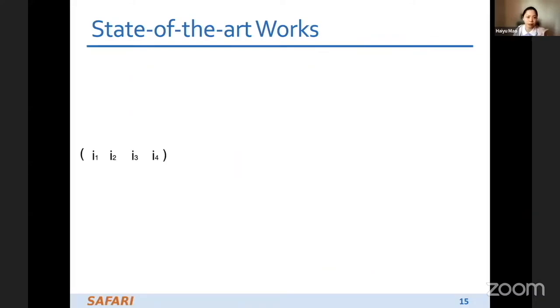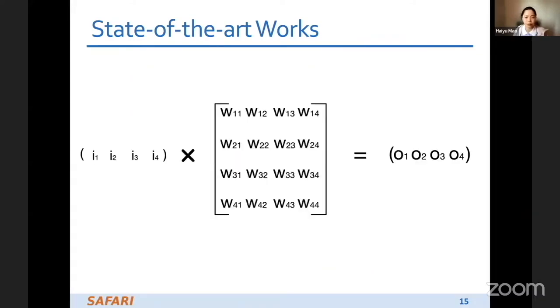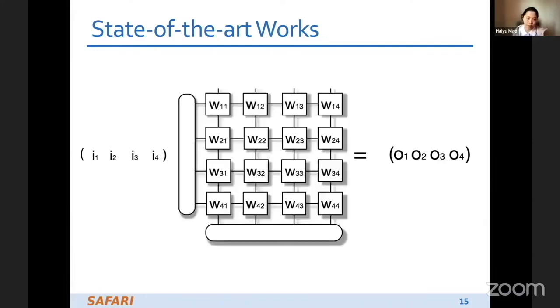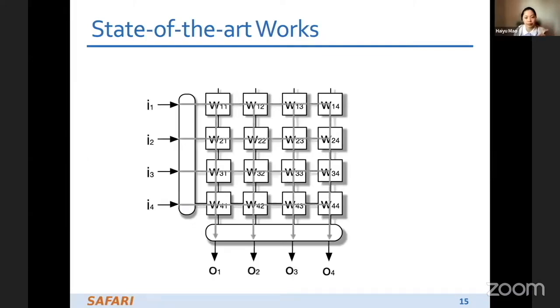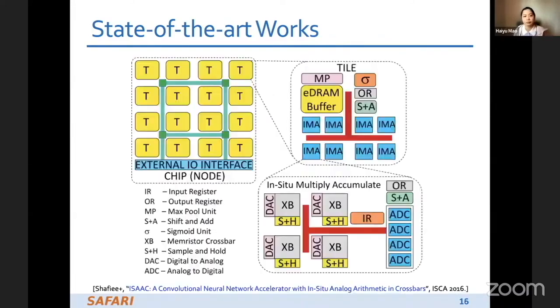Here are some more details on how we can do the vector multiply matrix operation. First of all, we store the matrix in the RM array, and then we convert the input vector and apply it on the word line. Through the sensing, we can get the output. As you can see, we can do a vector multiply matrix in just one read cycle.